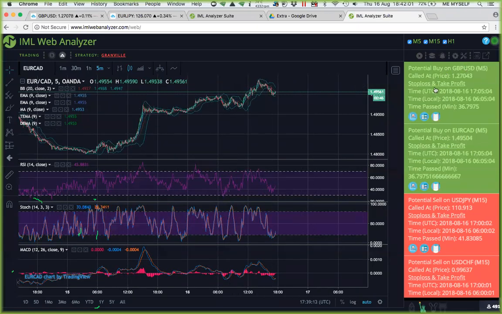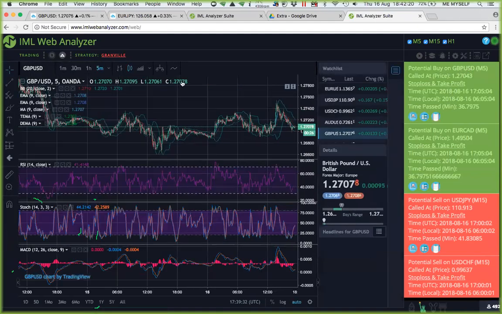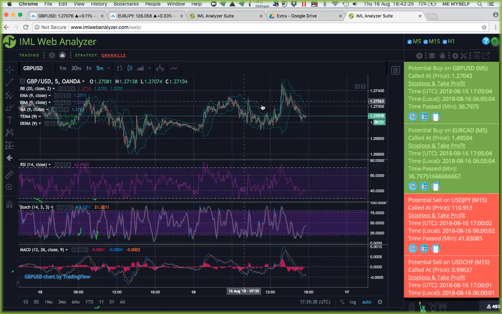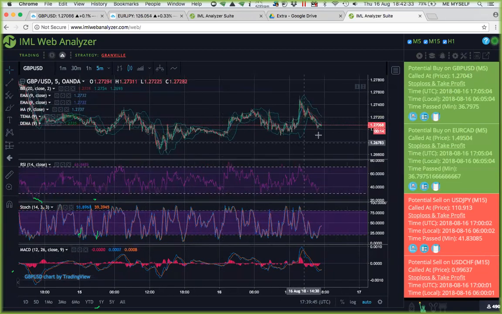So let's have a look at this latest trade, and let's see how we could look at it. How do we view it? How do we take these trades? So we click on the currency name itself, or anywhere in between here, and it loads. Right? The chart itself loads. Cool. And it's calling for a potential buy on GBP USD. Now, I like that, and I'll tell you why.